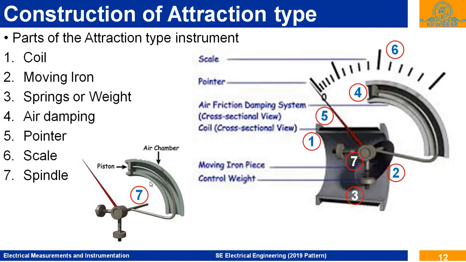Again, these are the pictorial cross sectional views. Scale, pointer, air friction damping, coil, weight. Then this is a moving iron piece.